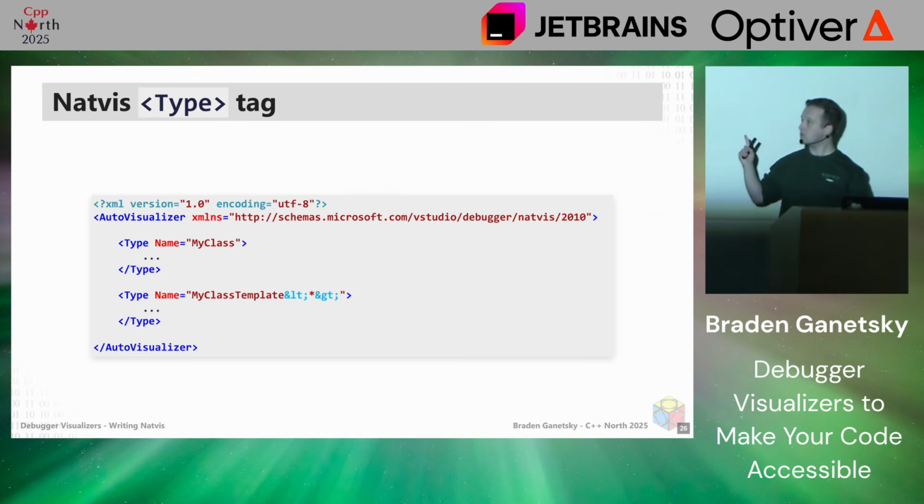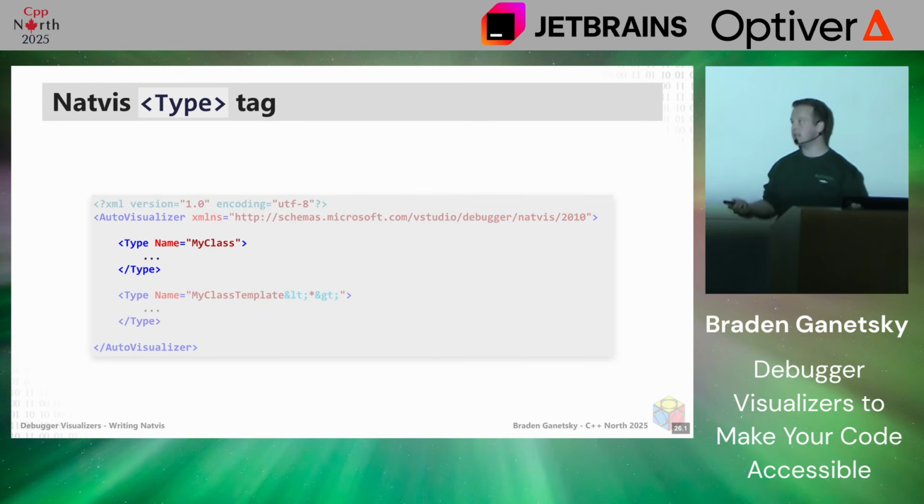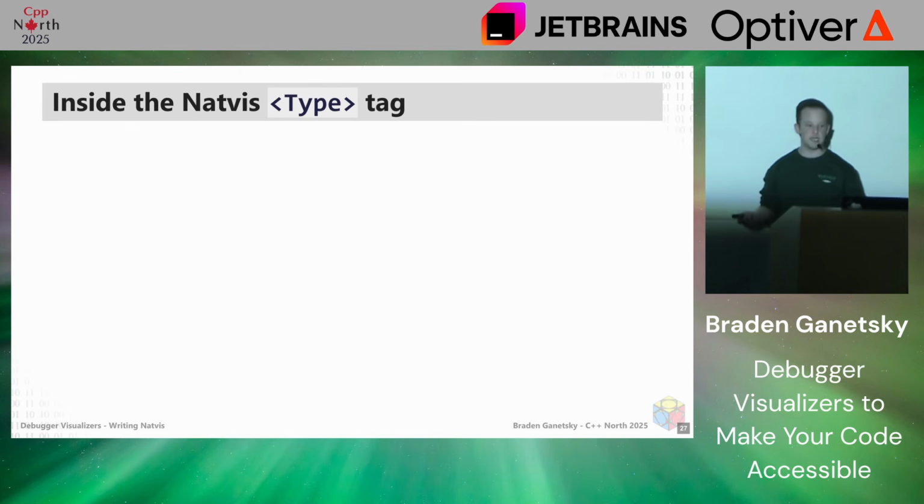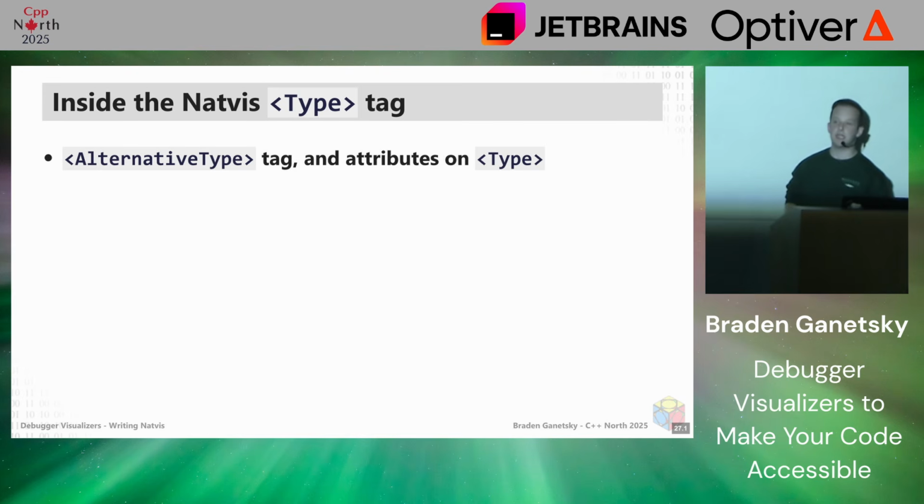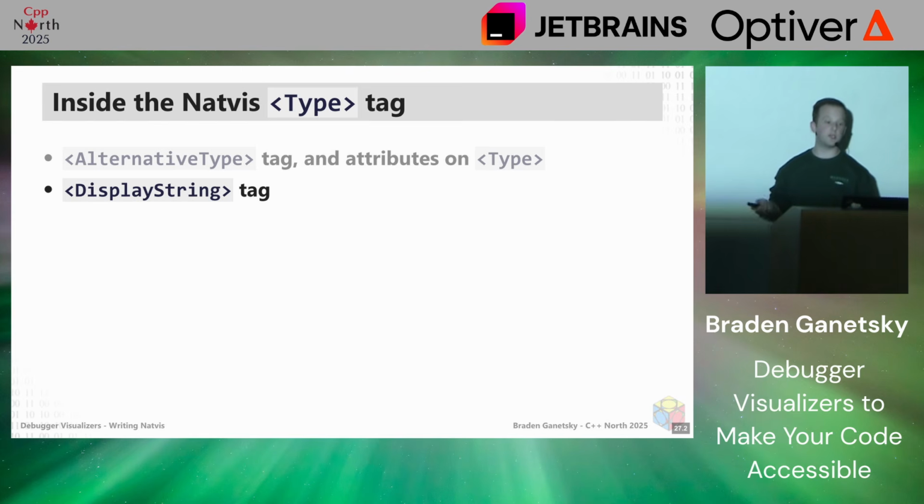So I showed the NatViz type tags here at a high level. We're going to zoom into this and specifically into these triple dots. And I'll do it in 4 sections. I'll talk about the alternative type tag. I'll talk about the attributes on type. I'll talk about the display string tag. We'll talk about some expansions. And then we'll talk about the intrinsic tag.